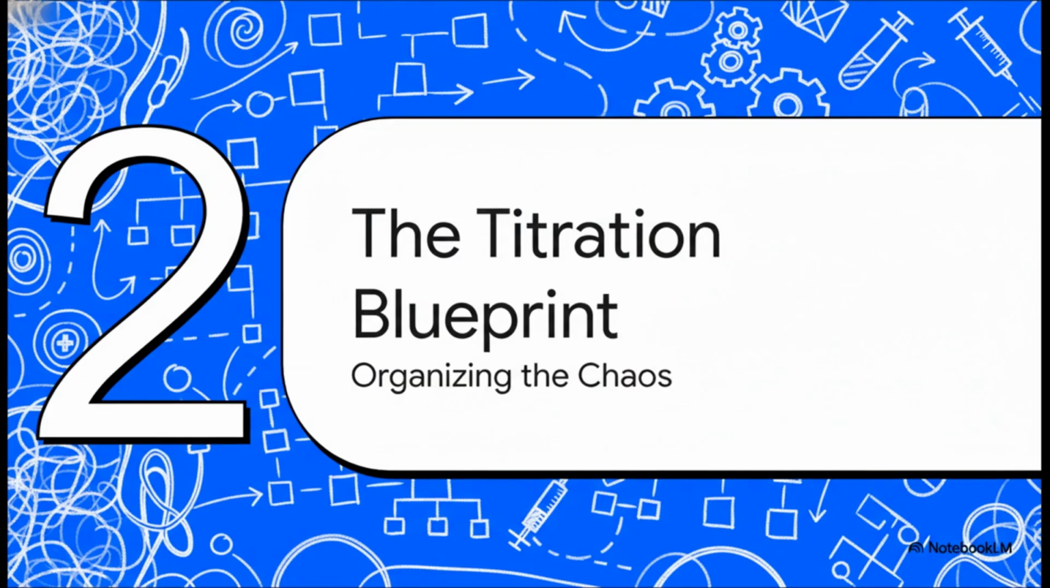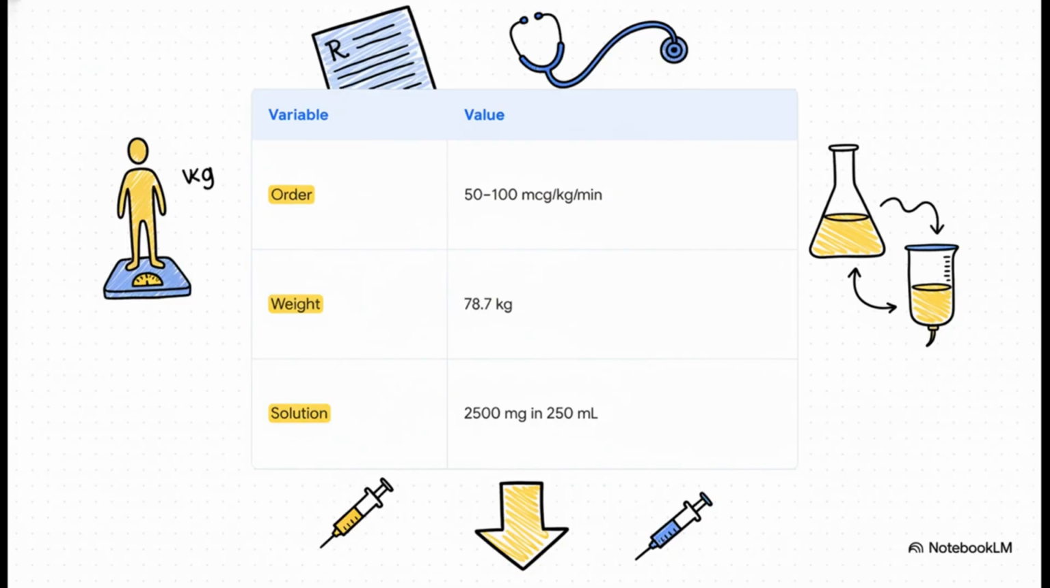The chaos, well, it's surprisingly organized. So for our first problem, look at this. Everything we need is laid out perfectly. We have the doctor's order, we have the patient's weight, and we have the exact solution that's in our IV bag. There are no tricks, no hidden variables. It is all right there in front of us.